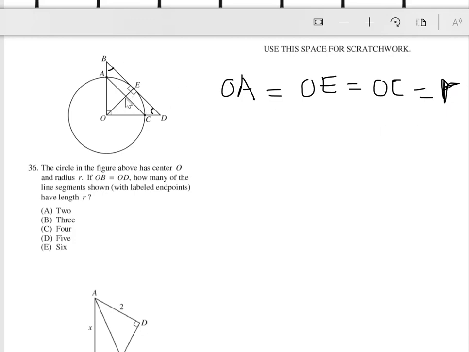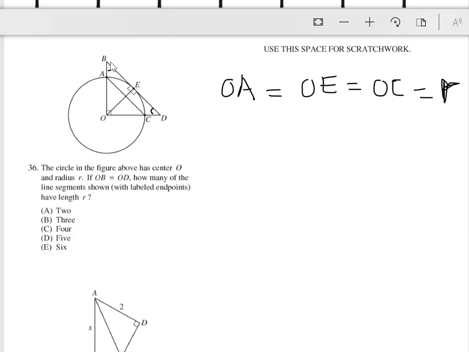And what else? After we've figured out all the actual radii, we need to find out what else is equal to the radius besides the radii themselves.